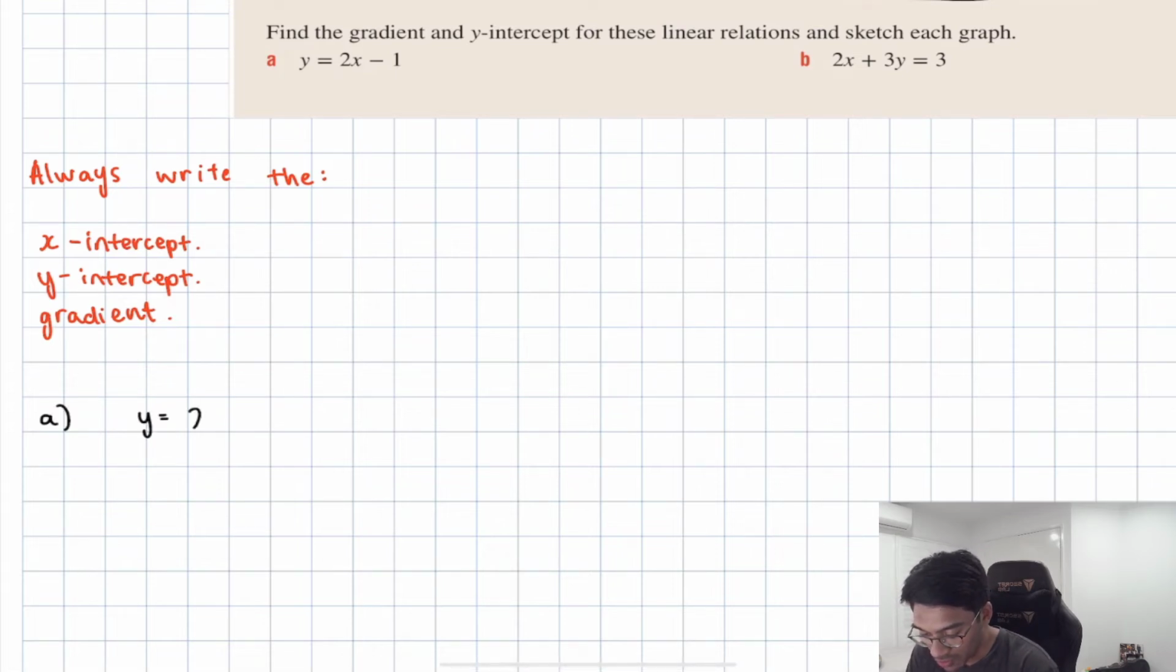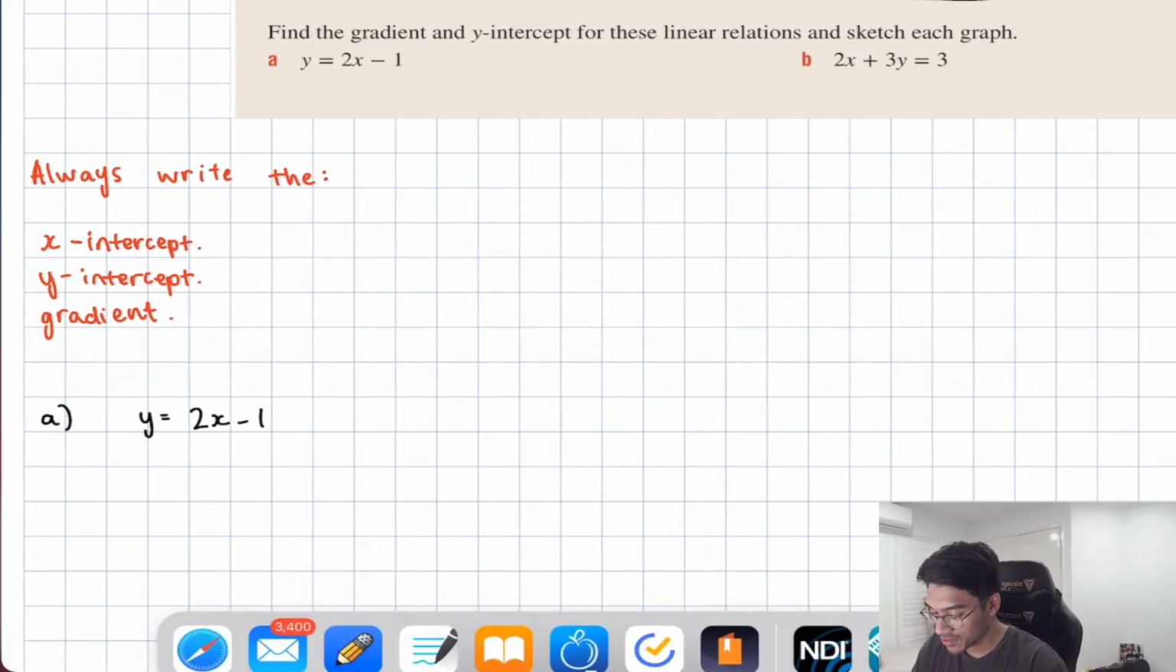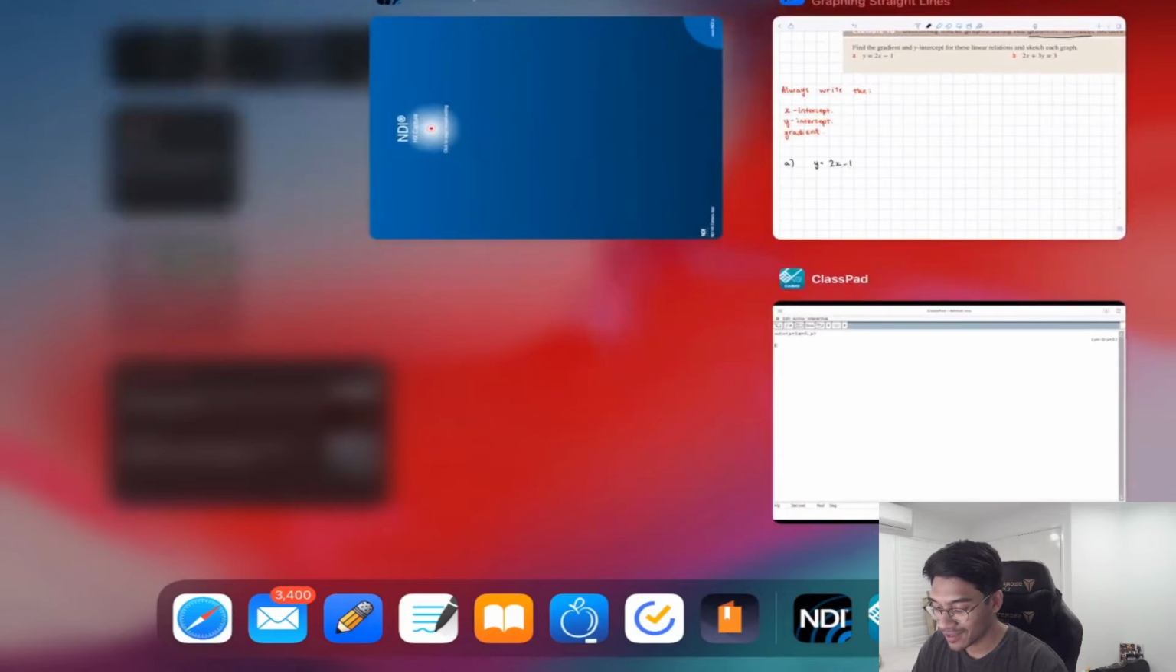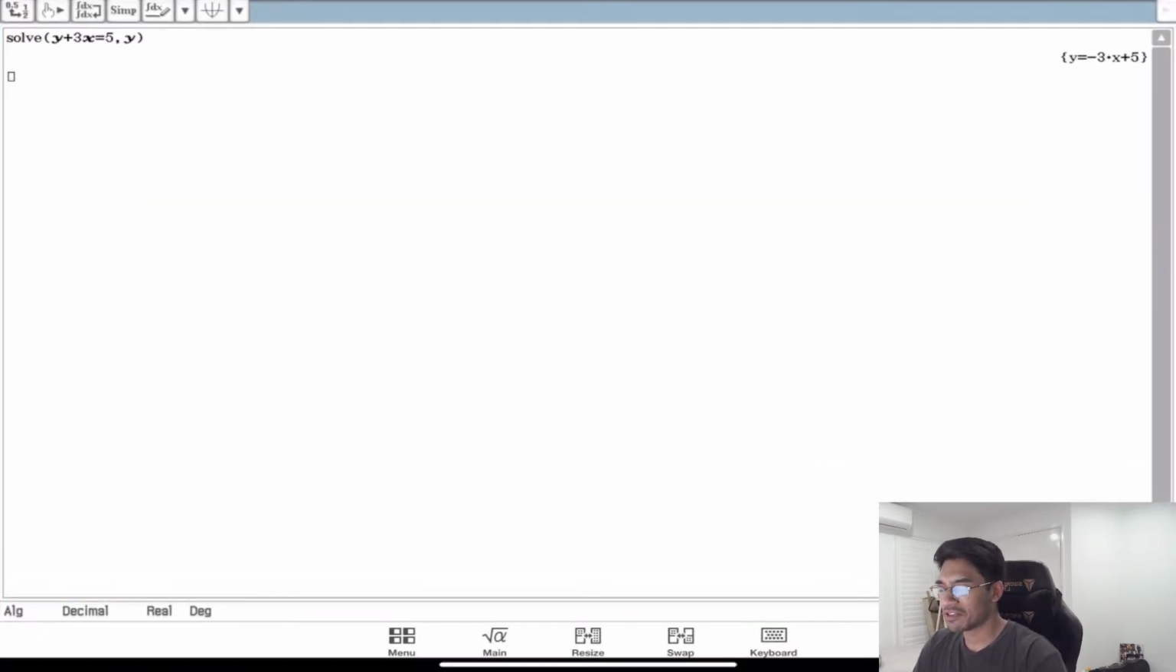Y is equal to 2x minus 1. Now I might forget this because I'm using my iPad and I've got to do everything on my iPad. So I managed to download the CAS calculator on my iPad. Don't know if it's legal. Don't really care. But yeah, so you guys will have this screen up normally.